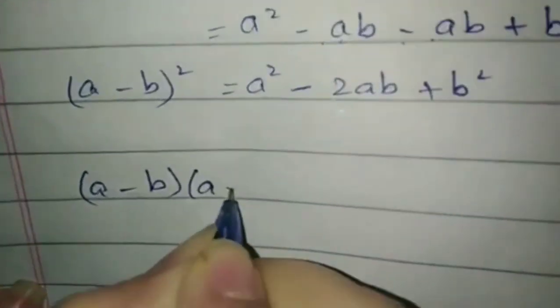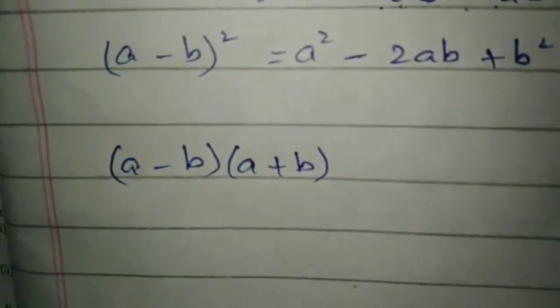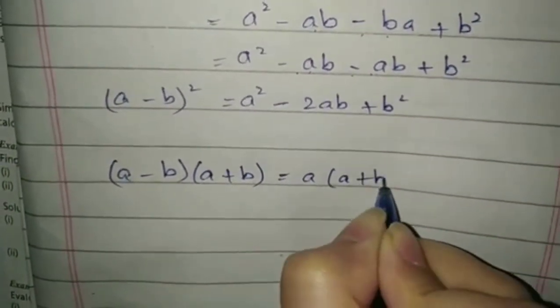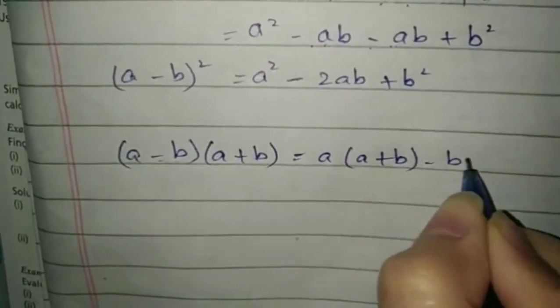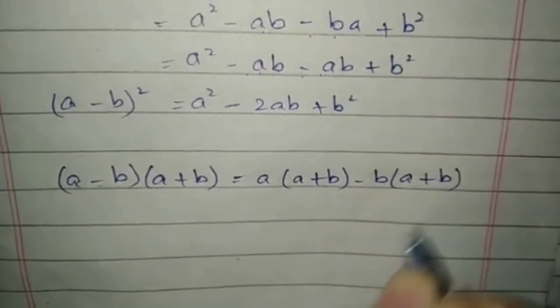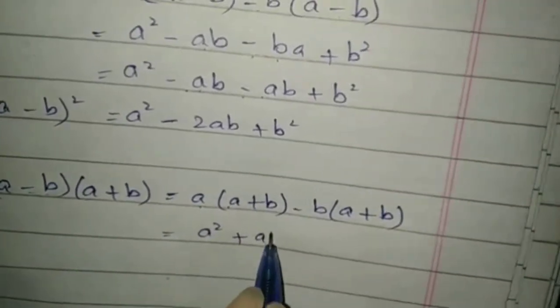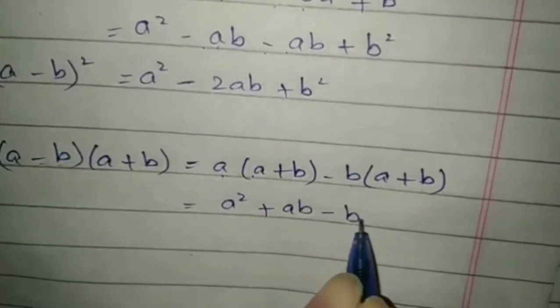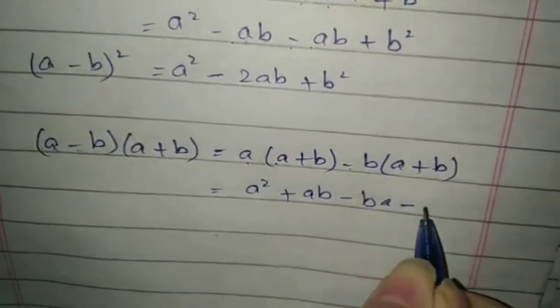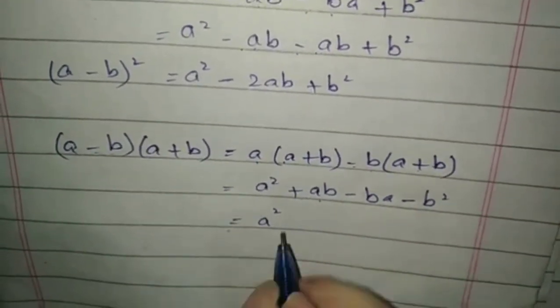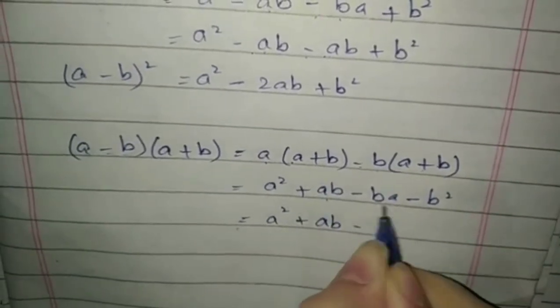So, A minus B and A plus B, we have to find their product. A multiplied with the whole term A plus B and minus B multiplied with the whole term A plus B, which is equal to A square plus AB minus BA minus minus B square. A square plus AB minus AB, which can be written as minus BA, is equal to AB.